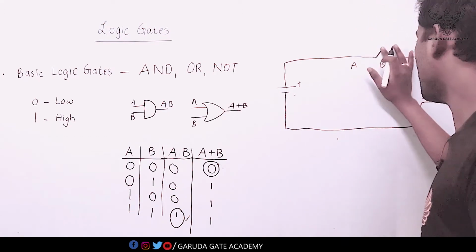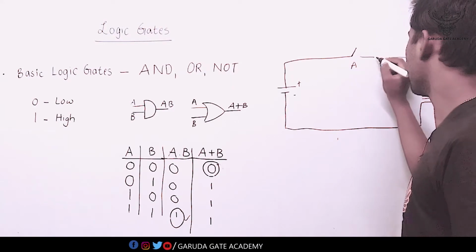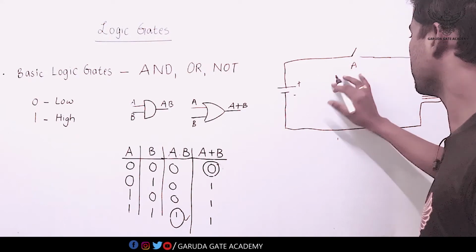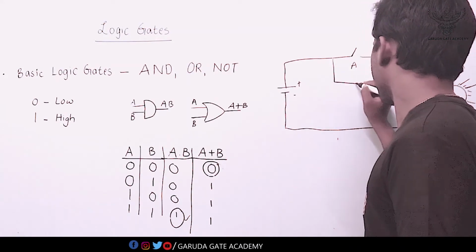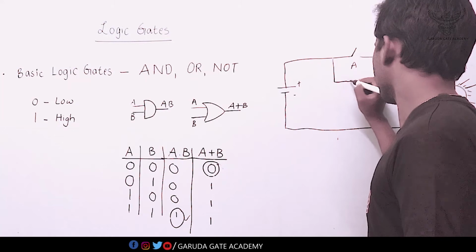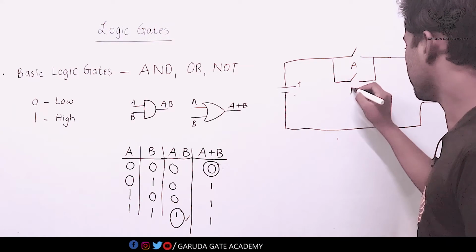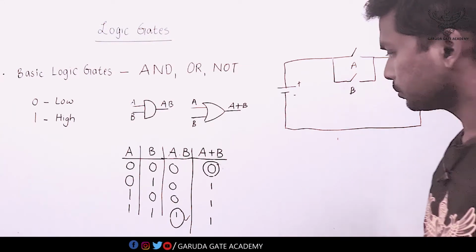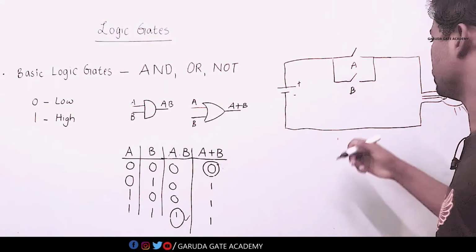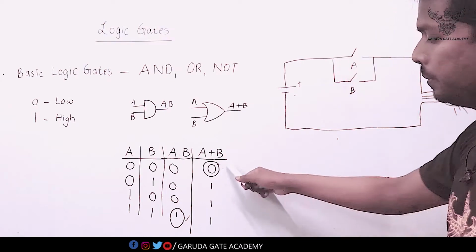So in the case of OR, the circuit diagram will change slightly. This is the B switch. So for A off and B off, this is off, this is off, so there is no way for the current to enter. So the output will be 0.